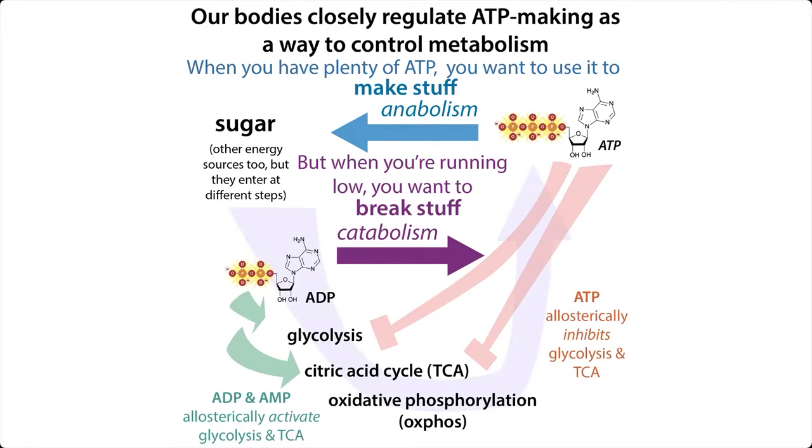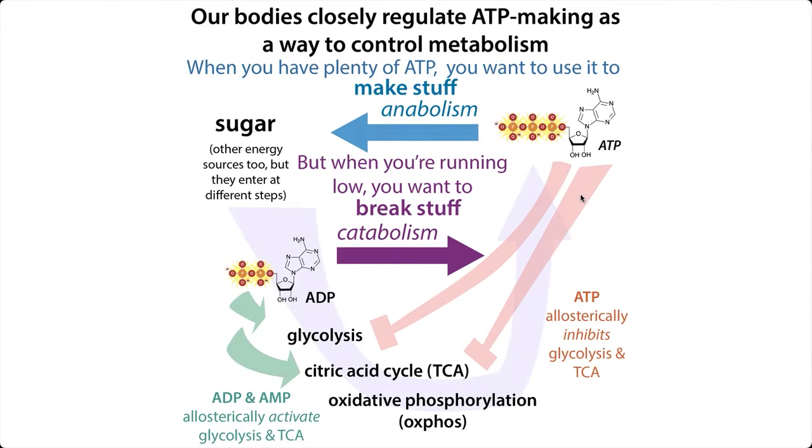Additionally, by controlling the concentrations of ATP and ADP and AMP, we're actually able to use these molecules as regulatory molecules, as signals of our fuel status. So if we've got more ATP, then that's signaling that we've got a bunch of energy. Let's go and actually use it. Let's make stuff. Let's do anabolism. But if we're running low on ATP, then we want to break down things to get more ATP, and we call that catabolism. So we'll get more into this later, but ATP is going to inhibit those catabolic pathways.